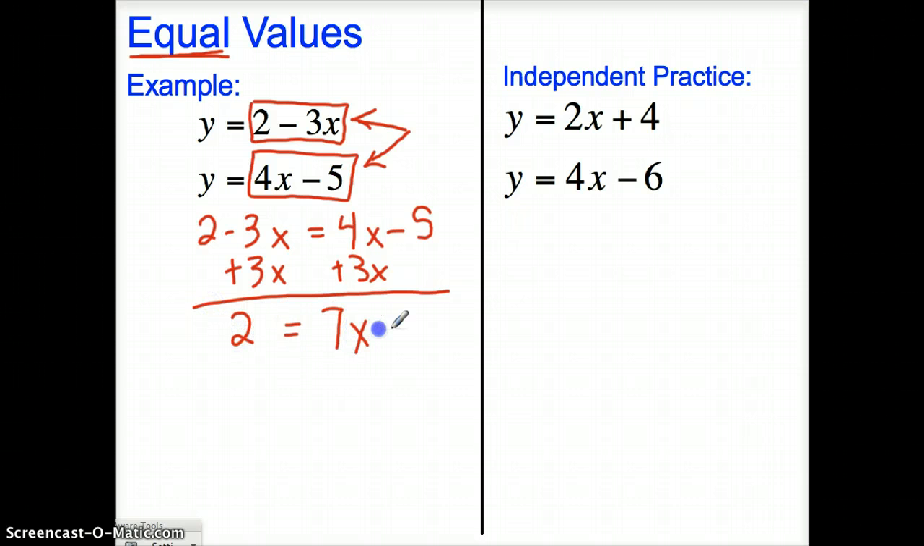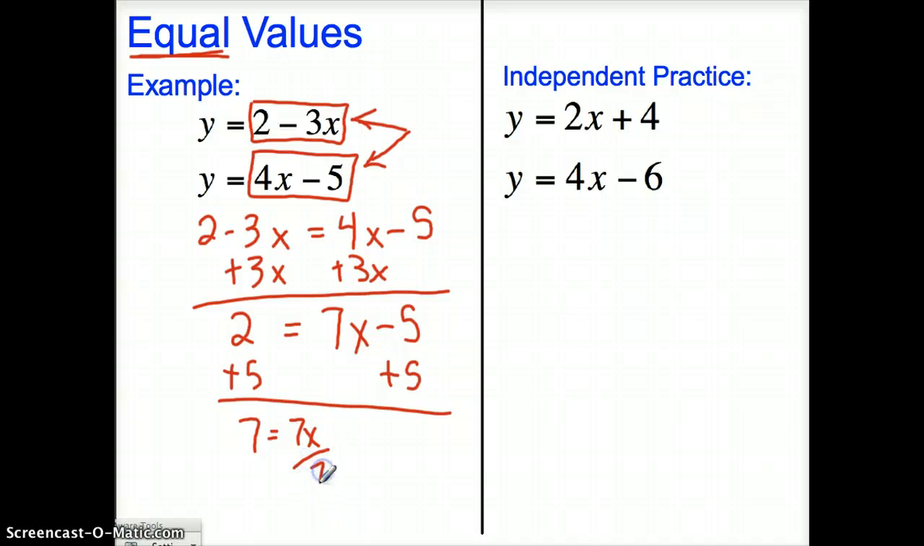So I get 2 equals 7x minus 5. And then I'm going to add 5 to get my x's alone. And I get 7 equals 7x. One last step is dividing by 7 on both sides to see that x equals 1.